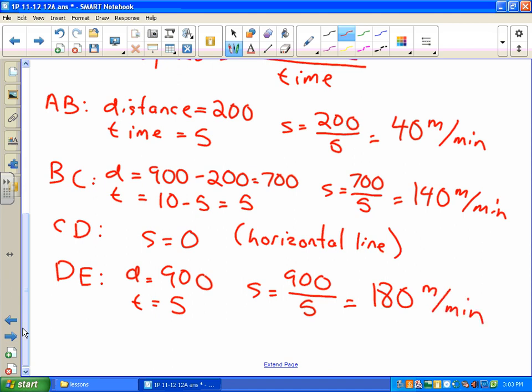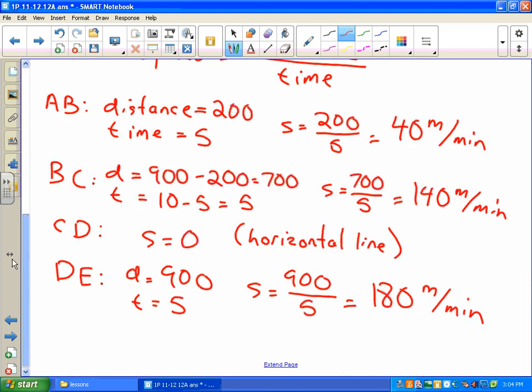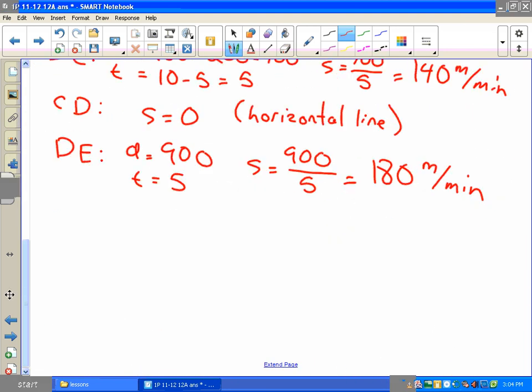So, which of these sections is he traveling the fastest? Where does he have the greatest speed? Going down. And how have we labeled that section? A, B, B, C, C, D, or D, E? D, E, yeah. D, E is the fastest.